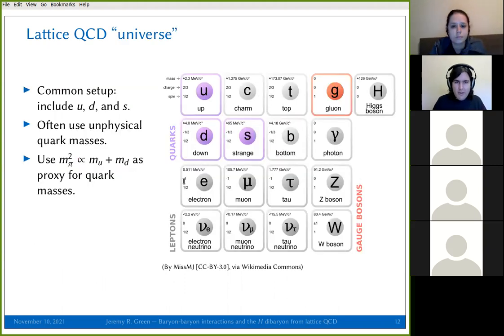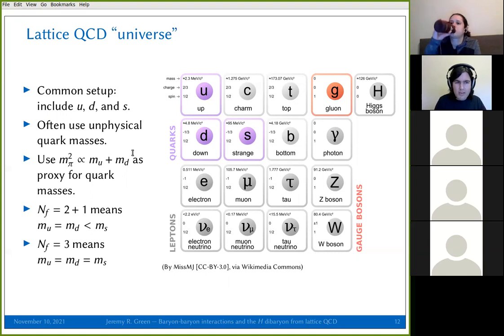So the lattice QCD universe is basically taking the standard model and picking out a certain sector. It's part of QCD, so we include gluons and some of the quarks, and it's pretty common to use only up, down, and strange quarks. We prefer to use physical observables like the pion mass rather than something that's scheme and scale dependent like quark masses. So we set some bare quark mass, but in the end, what really matters is the pion mass that comes out of the calculation. So we use heavier than physical pion masses, which translates to heavier than physical up and down quarks.